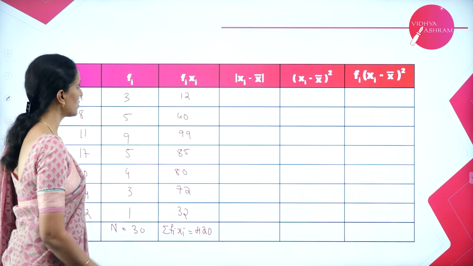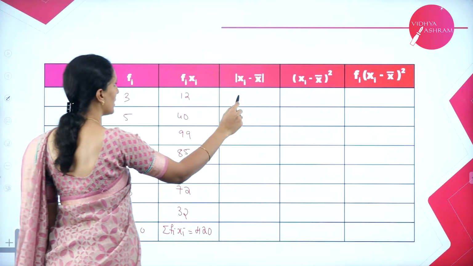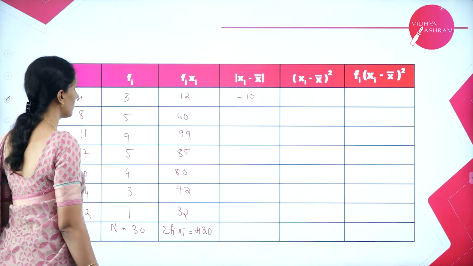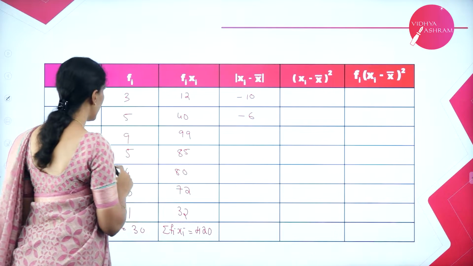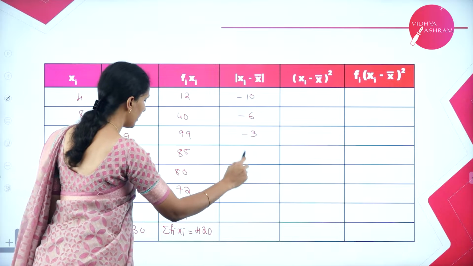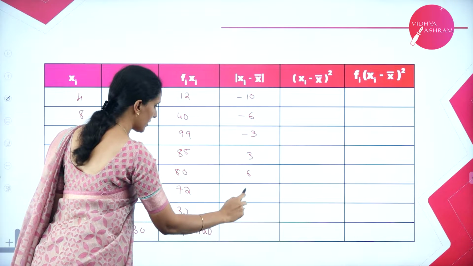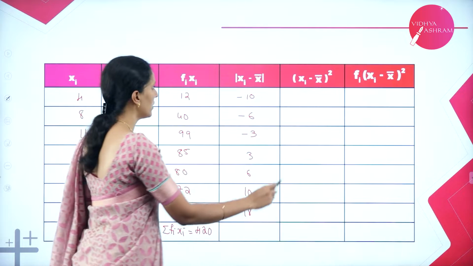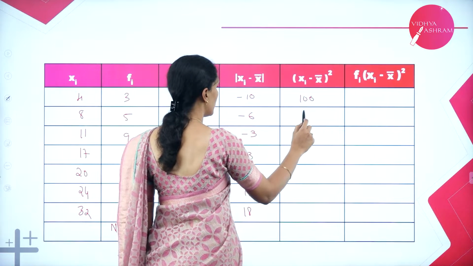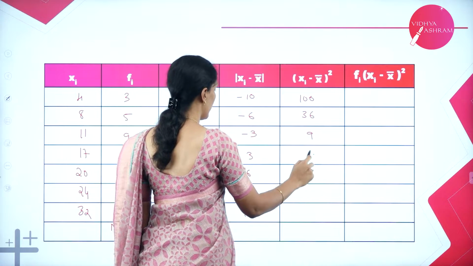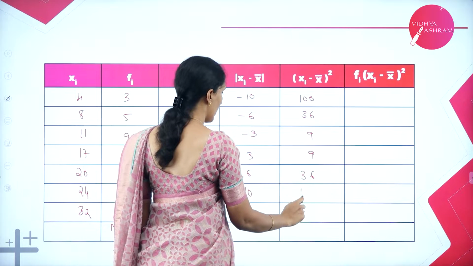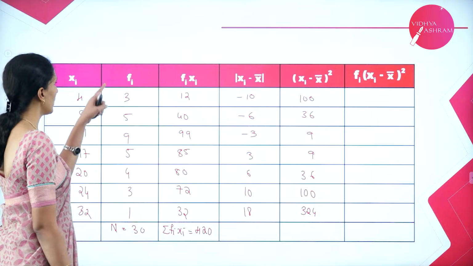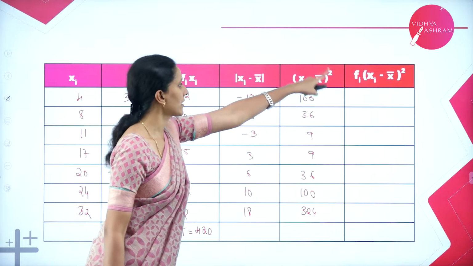Take the deviations, that is 4 minus 14, we have minus 10. Similarly, 8 minus 14, so we have minus 6. Next we have minus 3. Next we have 3, 6, 10, 18. Let's square it. So 100, 36, 9, 9, 36, 100, and this is 324. Now fi into xi minus x bar whole square.